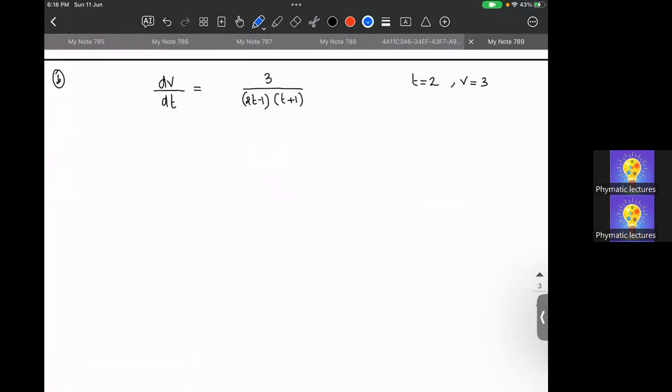So here we will first of all separate the variables because we need to solve the differential equation. So cross multiply it. So what happens?